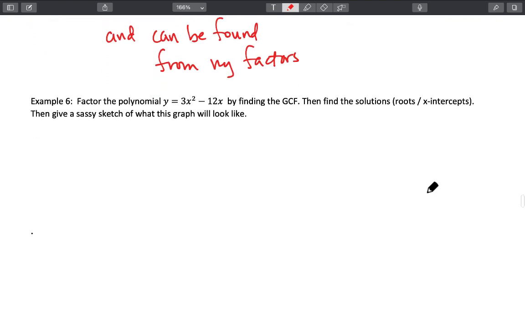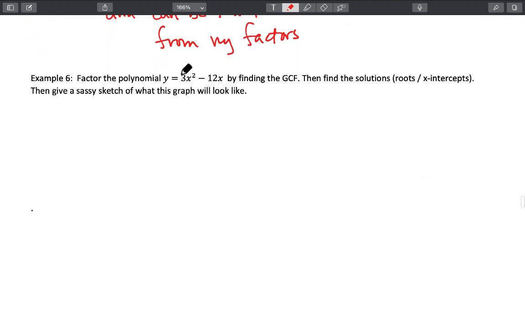All right, final example here. It says to factor the polynomial 3x squared minus 12x by finding the GCF, then find the solutions, or the x-intercepts, and give a sassy sketch of what this graph will look like.